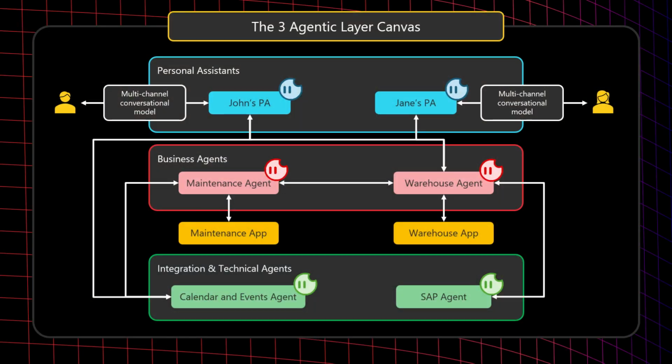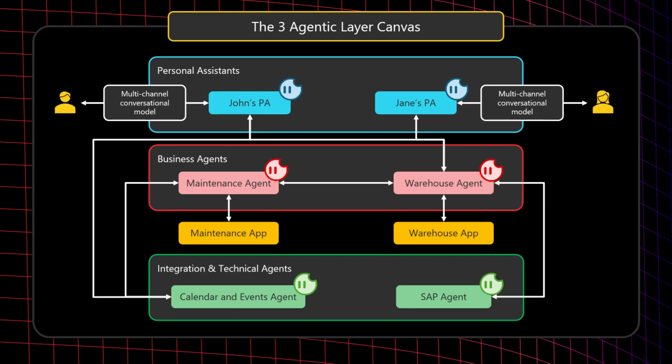I'm also evolving this framework. I hope that I will be able to work with OutSystems on this to try to help evolve the platform around this framework. But just to recap, remember the three agentic layer canvas. This means that we have the personal assistants, the business agents, and the foundational agents, or in this case what I call integration and technical agents.